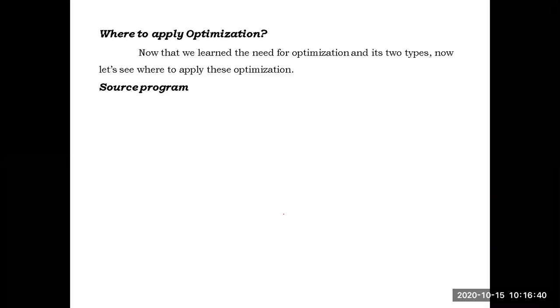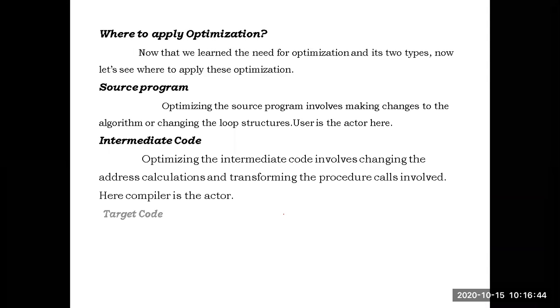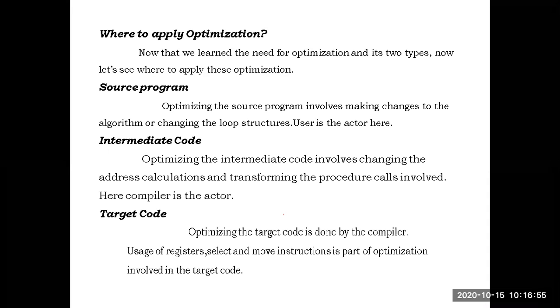Where to apply optimization? We can apply optimization on the source program, we can apply optimization on intermediate code, and we can apply optimization on the target machine code also. After generating machine code, we can apply the optimization. In the intermediate code, the three address code also, we can apply optimization. On the original source program also, we can apply the optimization.